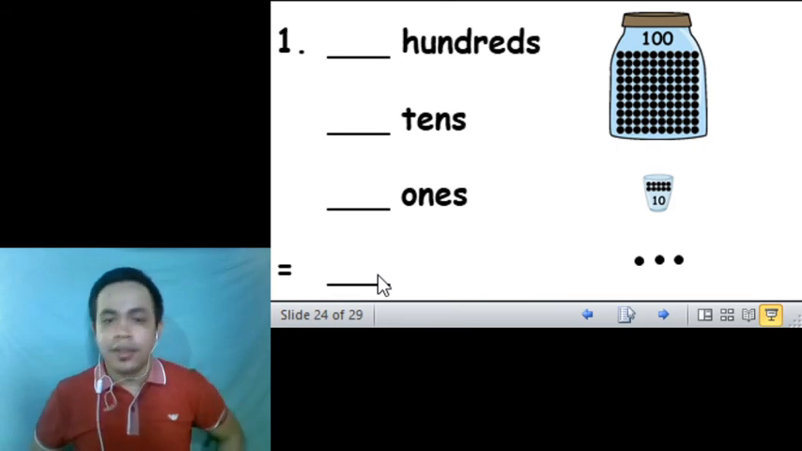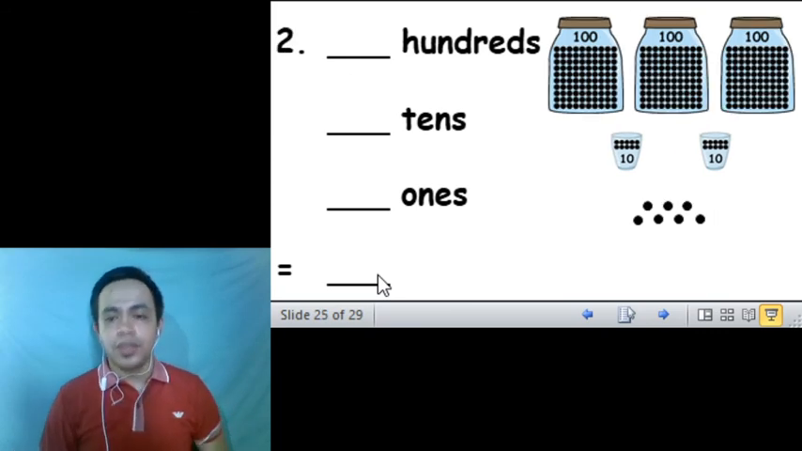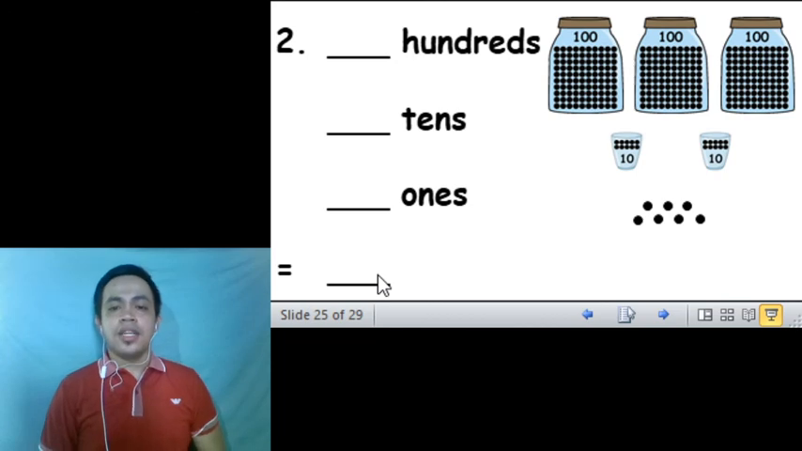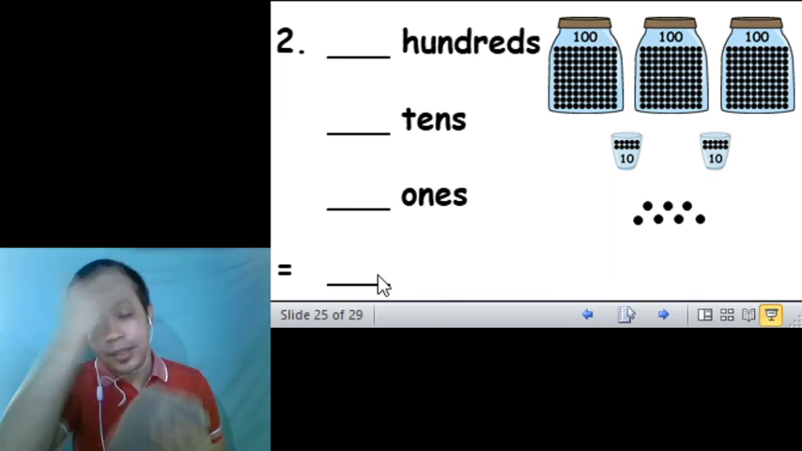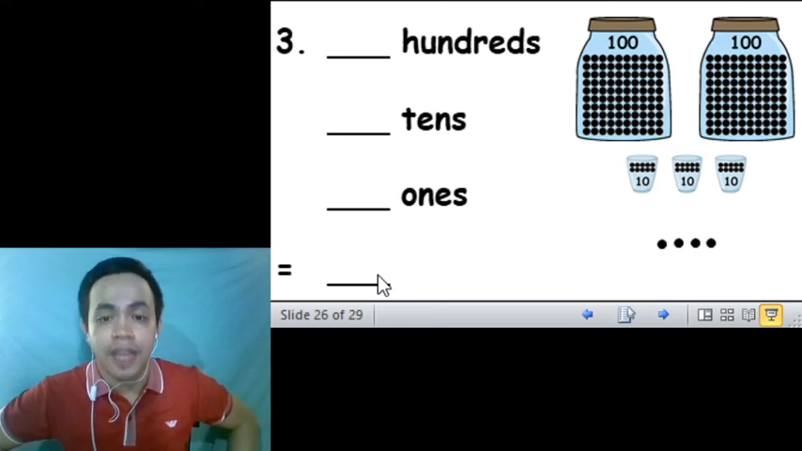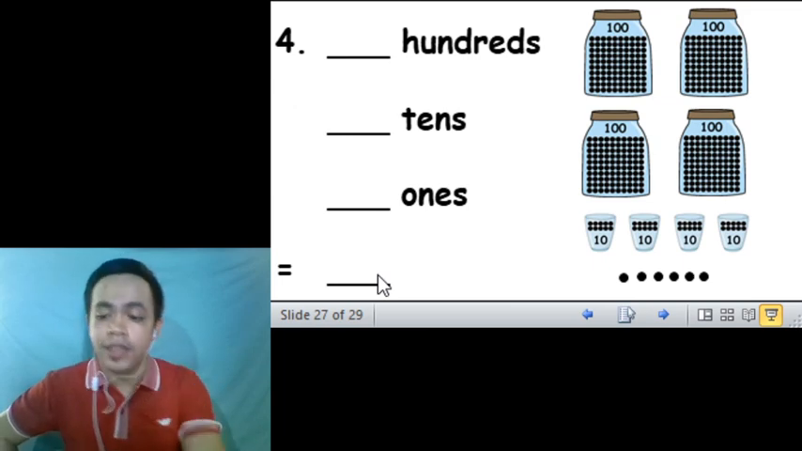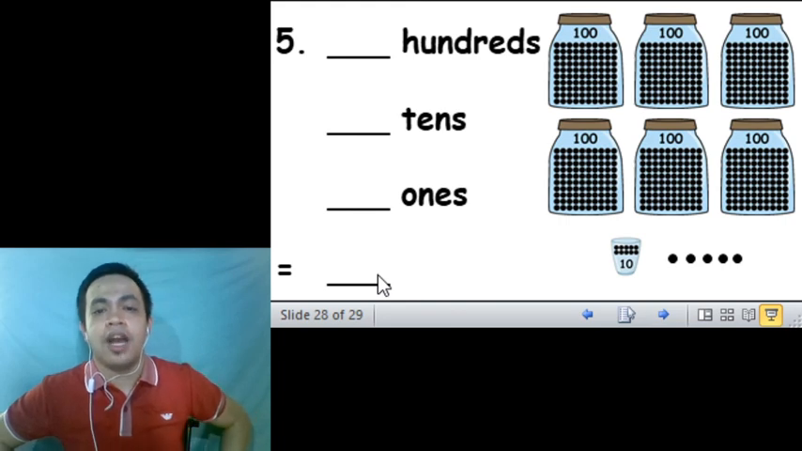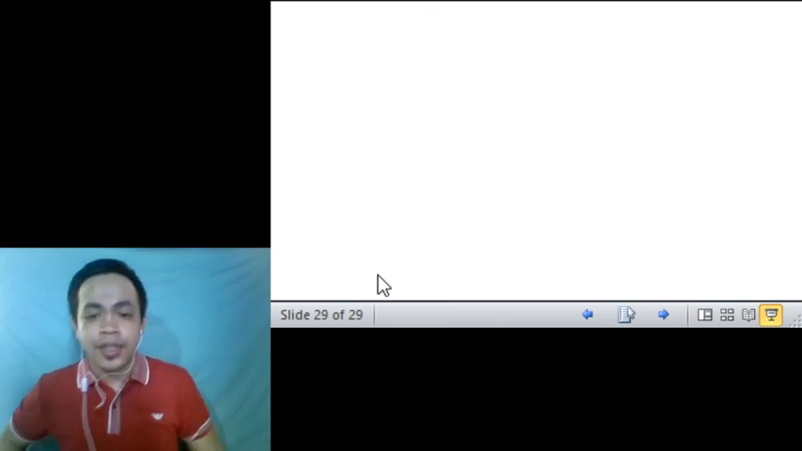Okay, on page 8. Count the number of hundreds, tens, and ones, and write on the line the total number. Okay, the combined numbers of each place. Okay, the same with number 2. Count the number of hundreds, count the number of tens, and count the number of ones. Very good. So I hope you're getting it. The same thing with number 3, hundreds, tens, and ones. 4, how many hundreds, how many tens, and how many ones? And last number 5, the same thing. How many hundreds, tens, and ones? Then combine the numbers. Okay, so that's what you are going to do.